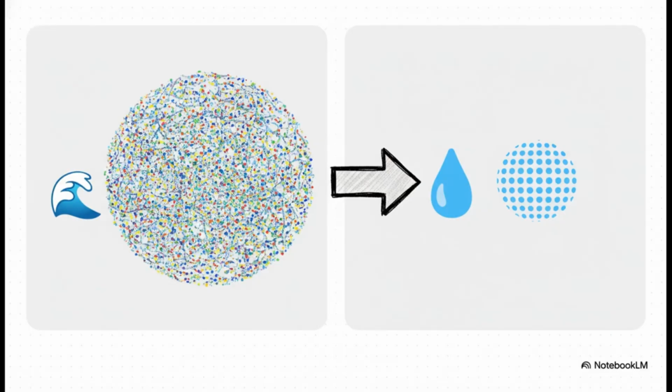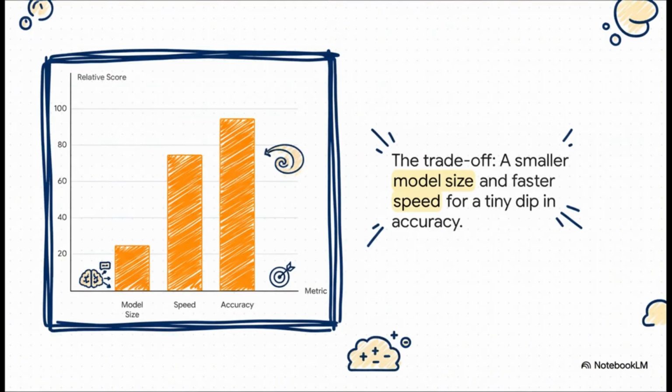And the scale of this simplification is just wild. A standard model might use 32-bit numbers, which can represent over 4 billion different values. When you quantize that down to an 8-bit number, you're suddenly working with just 256. That is a massive, massive reduction in complexity. And here's the classic trade-off. You can see it right here. You shrink the model size way down, you get a huge boost in speed, and what's the cost? Usually just a tiny, almost unnoticeable dip in accuracy. For most things, that's a fantastic deal.